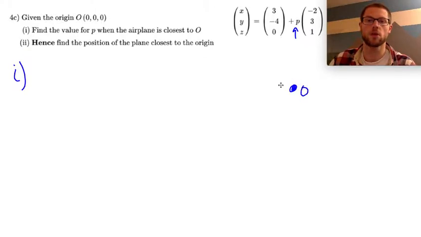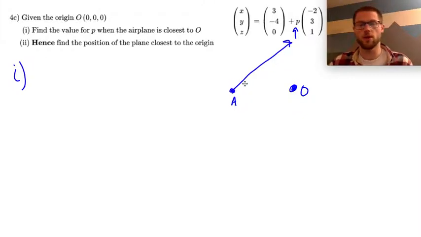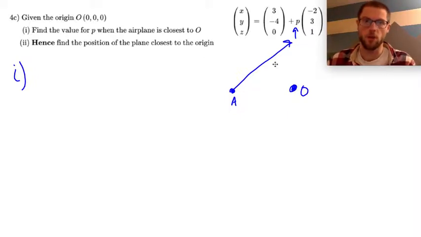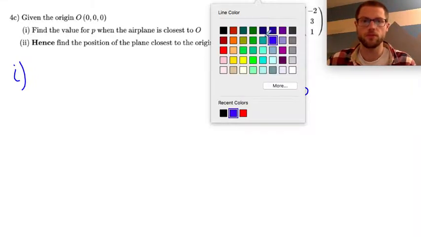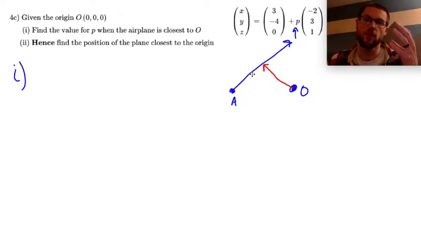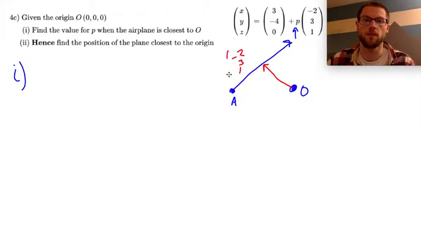We have the origin at O, and we have this plane. Let's call it A for airplane. It's moving in some direction. Who knows if it looks anything like this, but this is just a representation. What I'm interested in is when the vector from O to A is perpendicular. A is moving in this direction. The direction of this vector is one of the vectors that I want to take the dot product of. So I need this direction vector, -2, 3, 1.